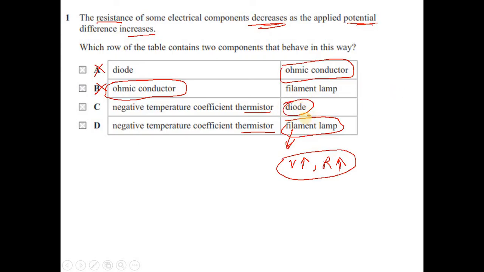So remember, these are the two components in your specification that we discuss as behaving in this way: the thermistor and the diode. If you increase the voltage, then the resistance of these two components decreases, so the amount of current increases. It is because of an increase in the number of electrons or charge carriers. That's how you define it. So your option is C.